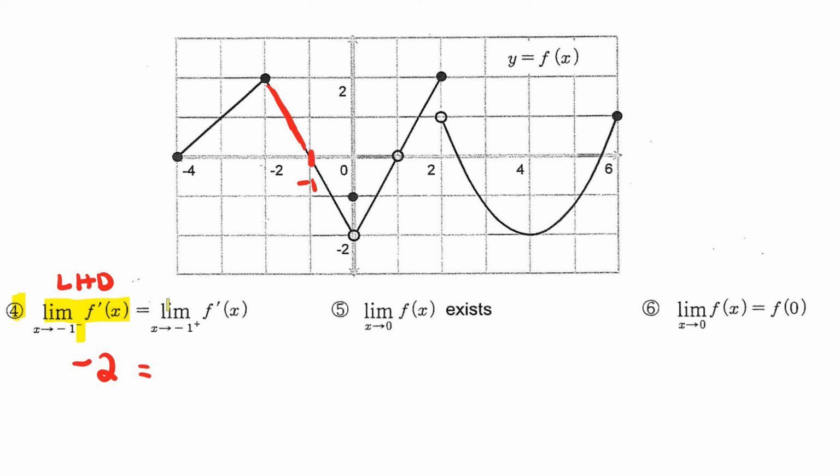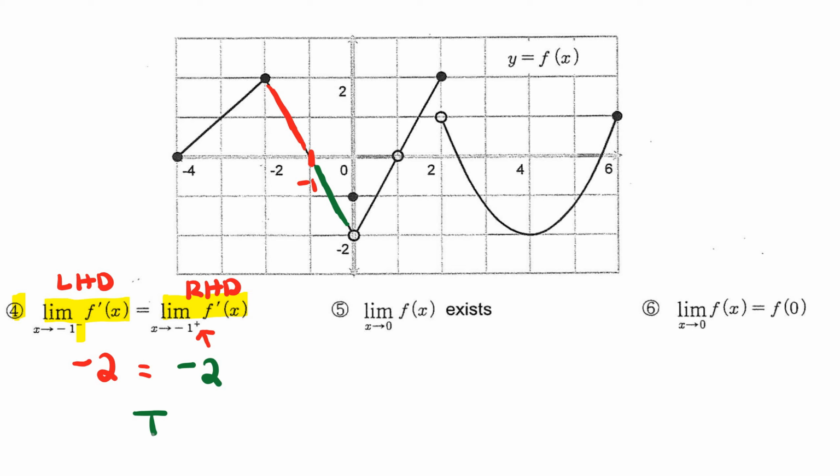And then if I take a look at this statement right here with that limit sign with that prime sign, that means the right-hand derivative because there's a plus sign there. So this is the right-hand derivative. All right, so if I look at the right-hand side of -1, what's the slope of that green line? Well, the slope of that green line is also going to be -2. So since the slope on the left-hand side of -1 and the slope on the right-hand side of -1 are both equal to -2, this is a true statement.